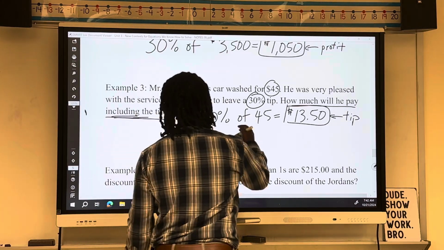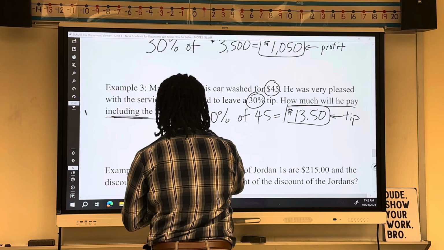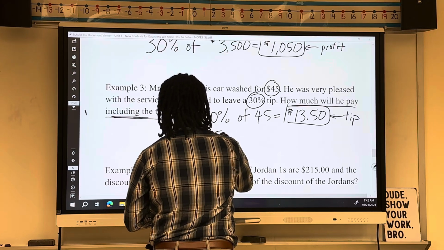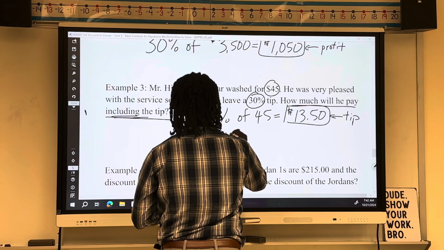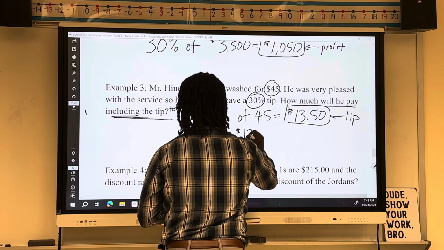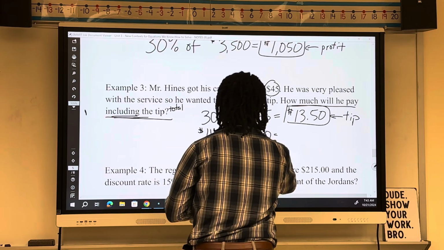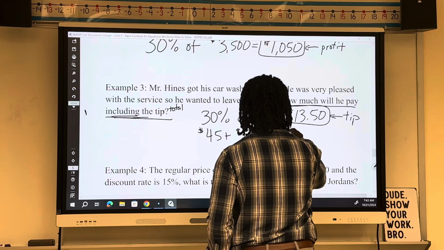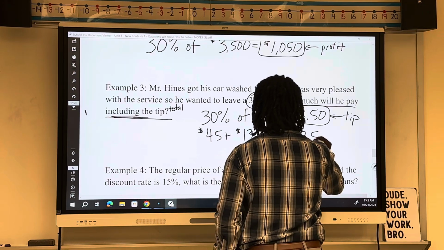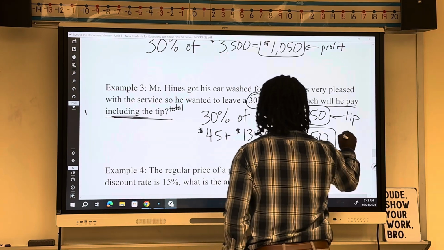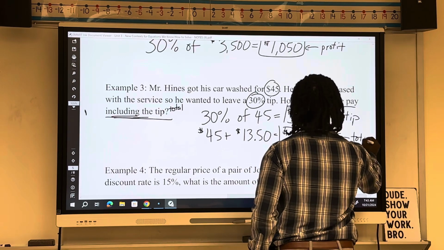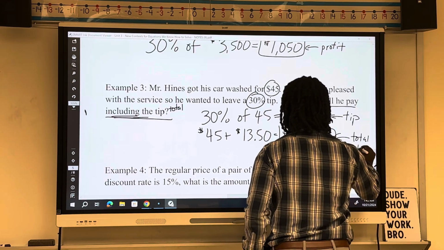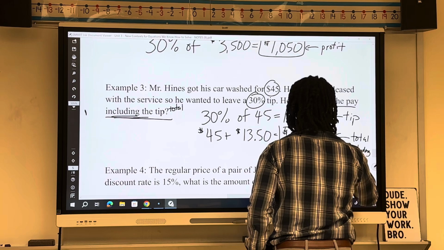So I have to take the subtotal, which was the $45. So I have to take $45 plus the $13.50, and this is gonna give me the total after, all right? And so that is $58.50, okay? And so this right here is the total including the tip.